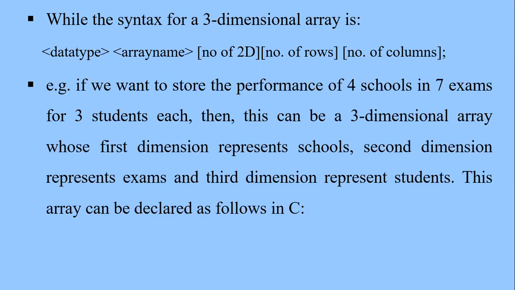For example, if we want to store the performance of 4 schools in 7 exams for 3 students each, then this can be a 3-dimensional array whose first dimension represents schools, second dimension represents exams, and third dimension represents students. This array can be declared as follows in C. The array name is performance. It has 3 dimensions, 4 for the schools, 7 for the number of exams, and 3 for the number of students per school. The array type or the data type is integer.